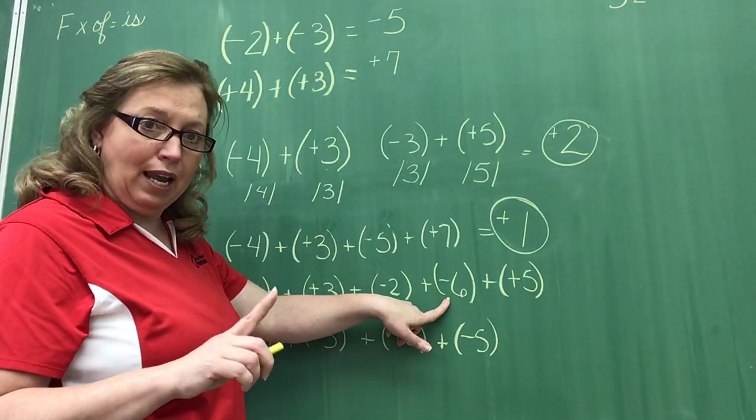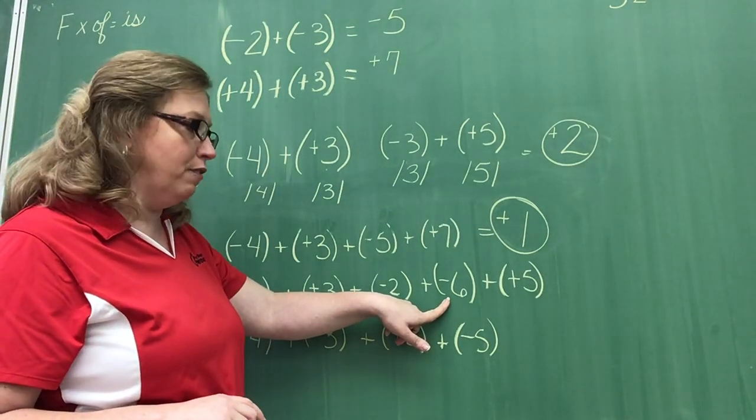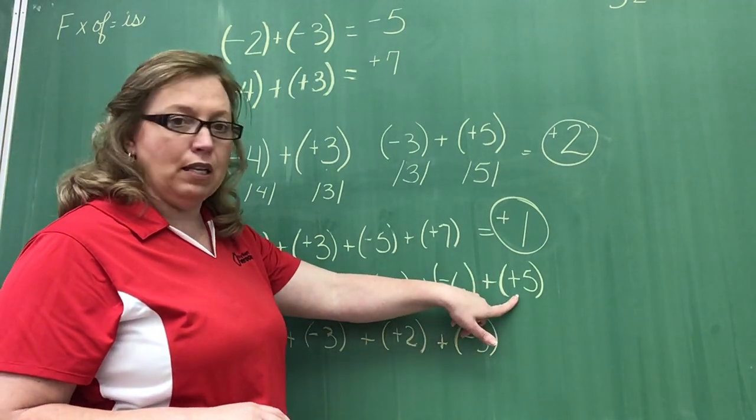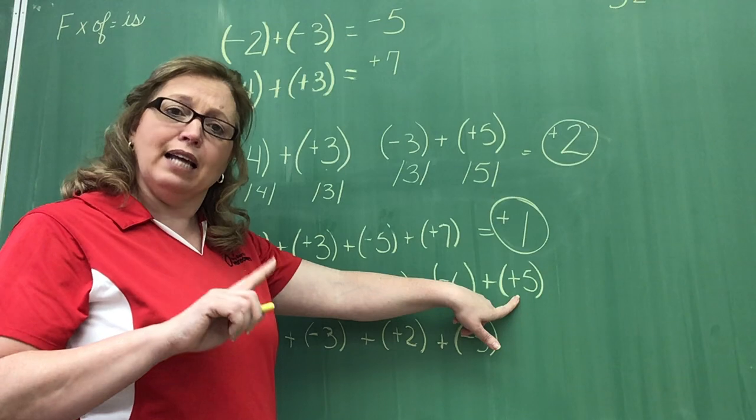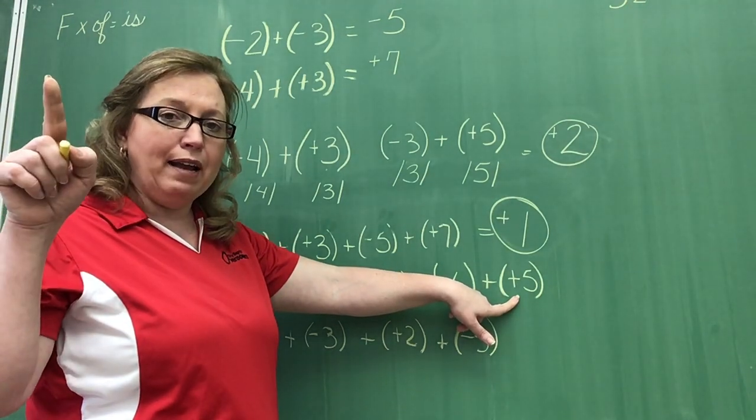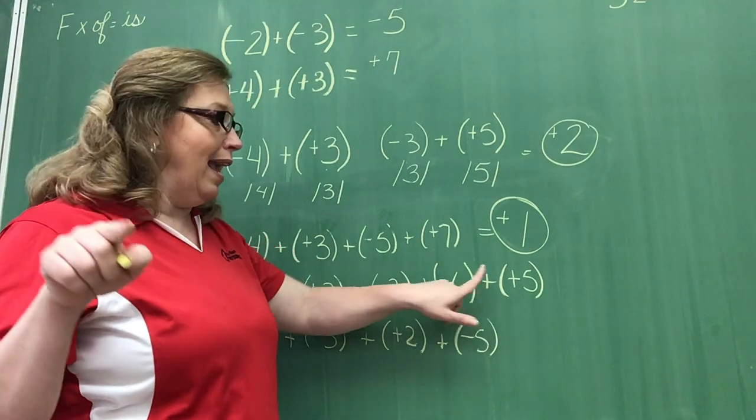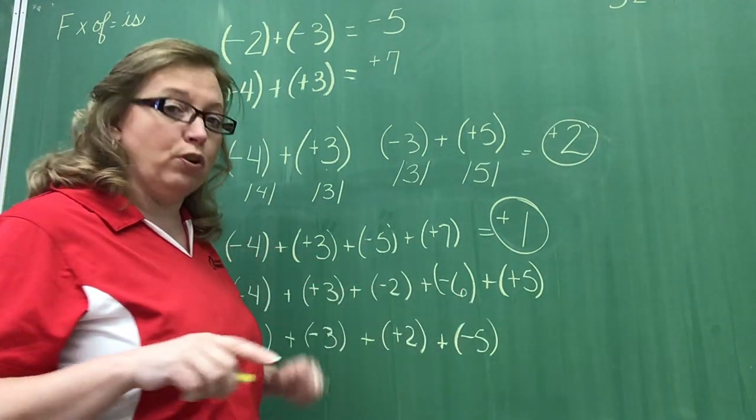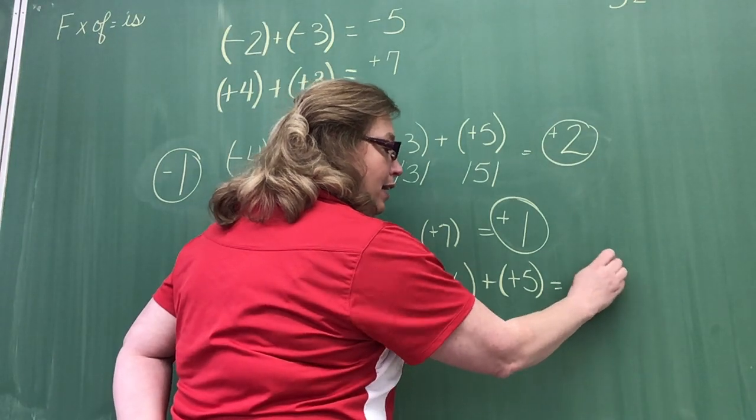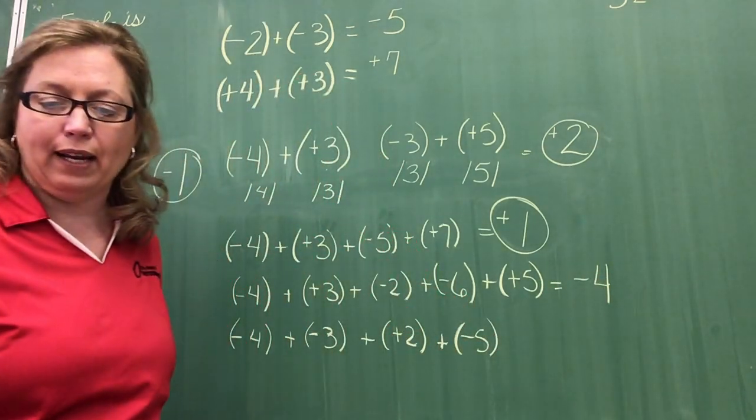-3 plus -6. The signs are the same. My answer is -9. -9 plus +5. My signs are different, so think absolute values. 9 minus 5 is 4, and -9 had the greater value, so we have a -4 is our answer.